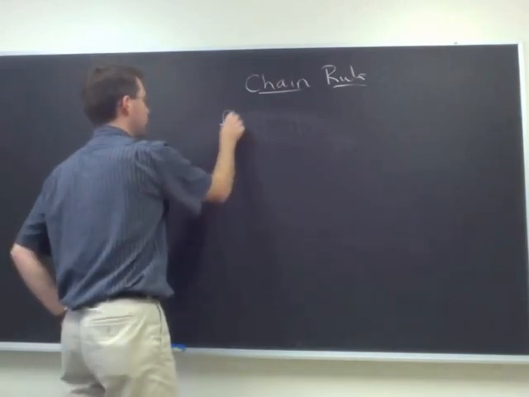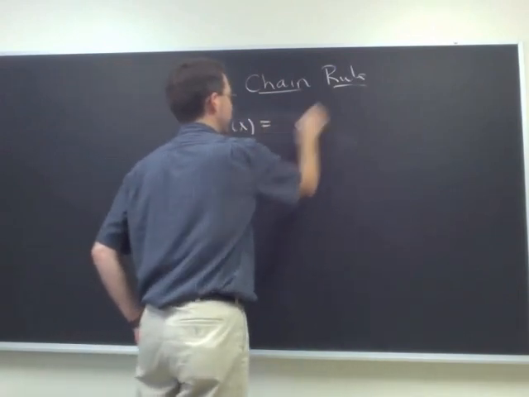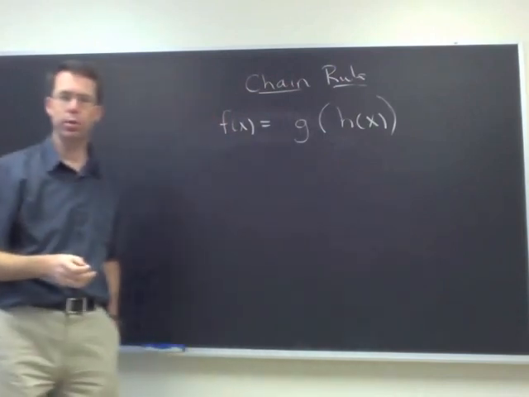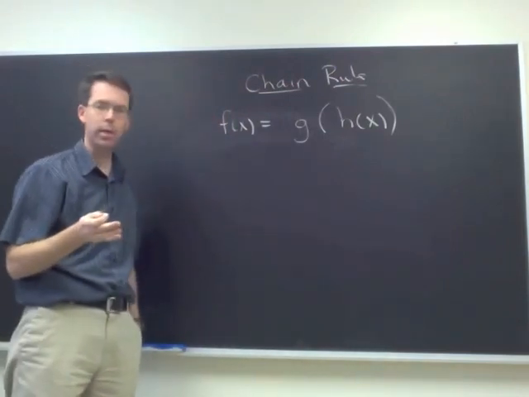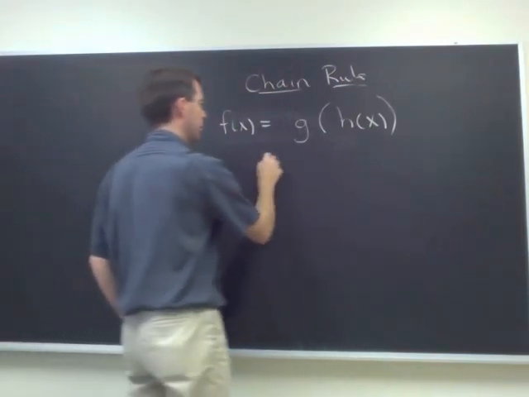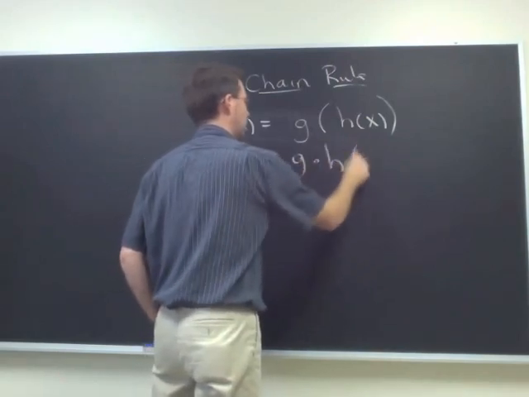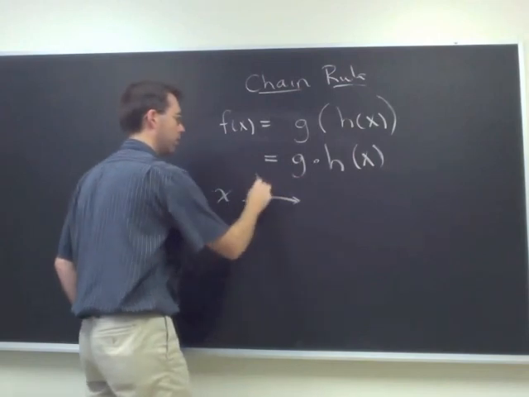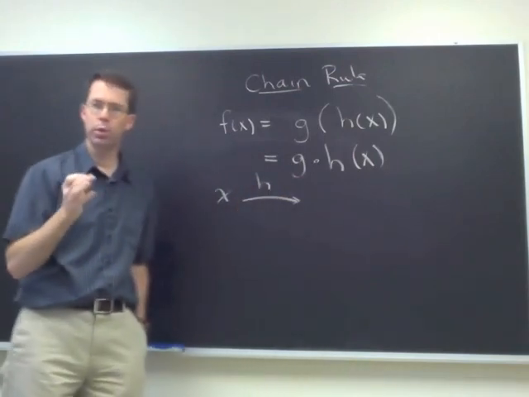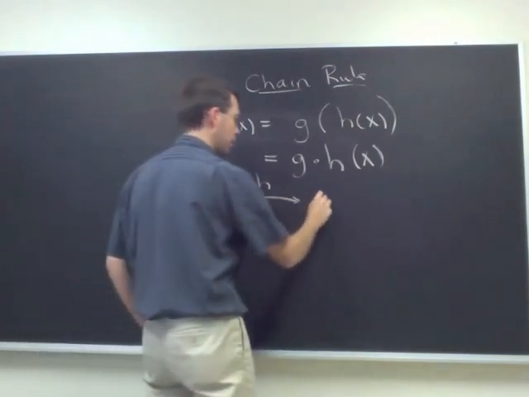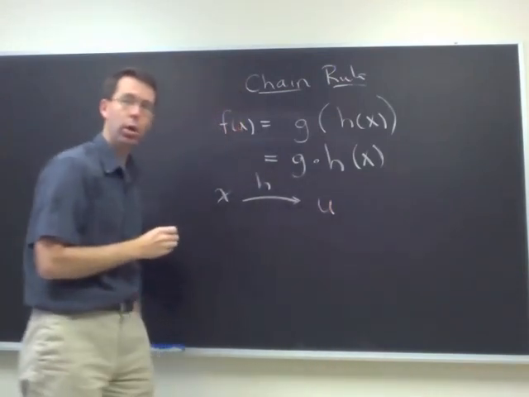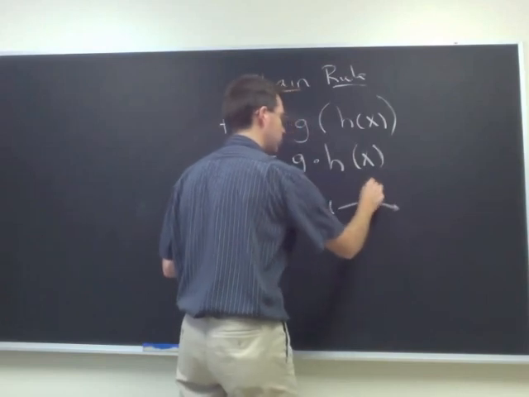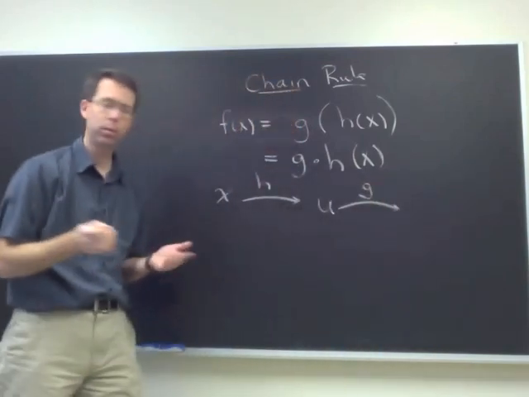So if I have a function, and it's a composition of two functions, g of x composed with h of x. In other words, if I take x, the first function it sees is the function h. That creates a new answer. We take that answer, we use another function, g, and we get our final value, y.